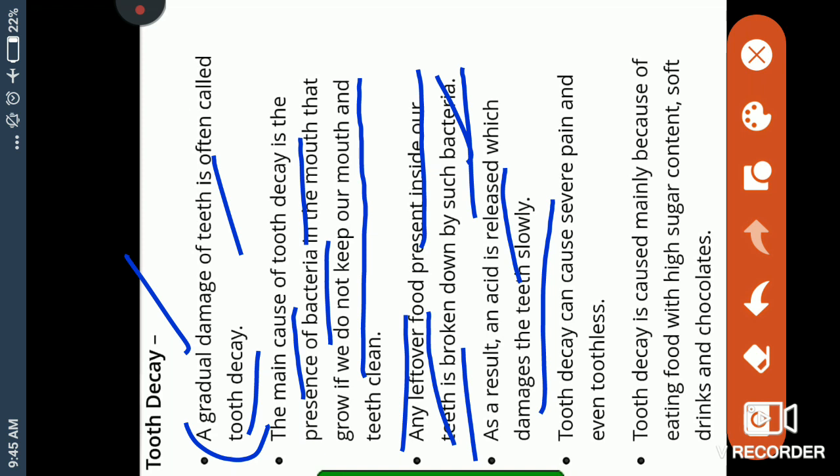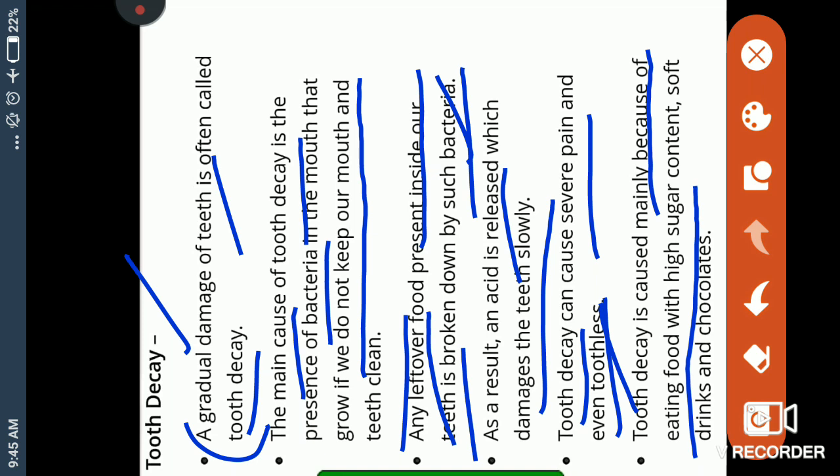Then our teeth will start showing a yellow color. That means some problem is starting in our teeth. Tooth decay can cause severe pain and even toothlessness. Firstly, it will start paining, means you will get great pain in your teeth. And lastly, toothlessness means your teeth will decay and fall down. Tooth decay is caused mainly by eating food with high sugar content, soft drinks like cold drinks, very cold water, and too many chocolates. Understand? So avoid these things.